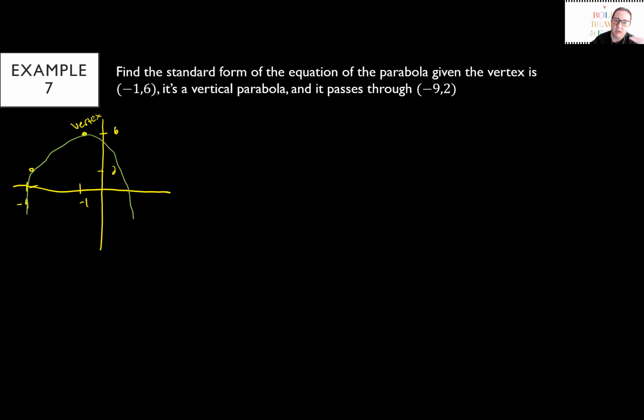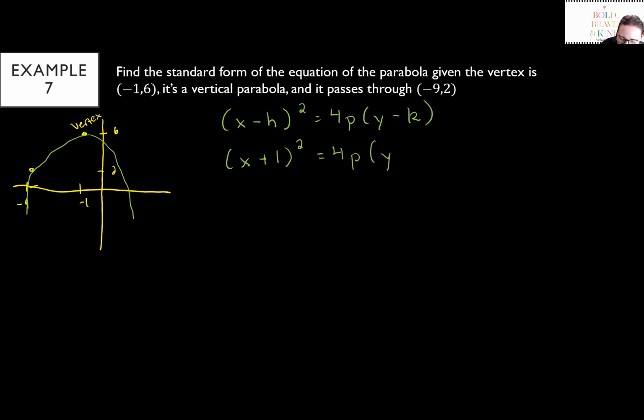So I know that this is a vertical parabola. So the formula is (x - h)^2 = 4p(y - k). And we've got the vertex, so we have our h and our k. So that's x minus -1. So it's going to be (x + 1)^2 = 4 times p, and then (y - 6). So your next step is to find p.